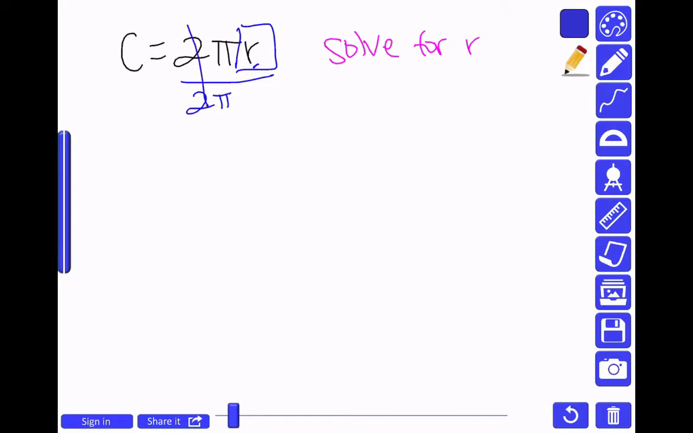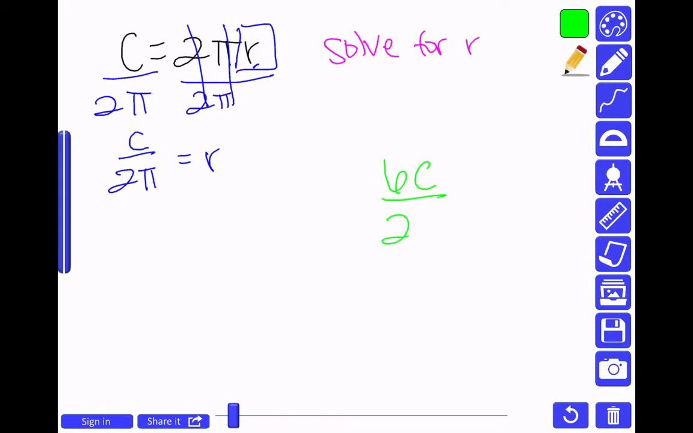2 divided by 2 is 1. Pi divided by pi is 1. Now I need to do the same thing on this side. So now I'm just left with an r over here, and then this is going to be C over 2 pi. Now, if there was a coefficient in front of the C, I want you to notice that you could simplify this. And that would actually be the same as 3C over pi. So just be aware that once you're solving these, you may be able to simplify something.